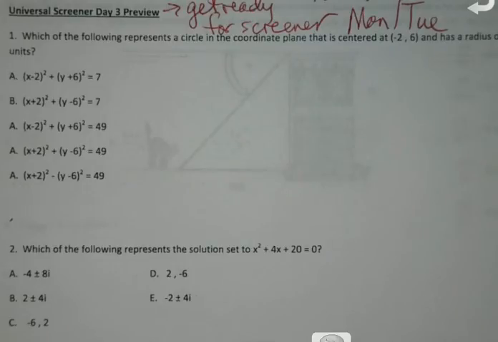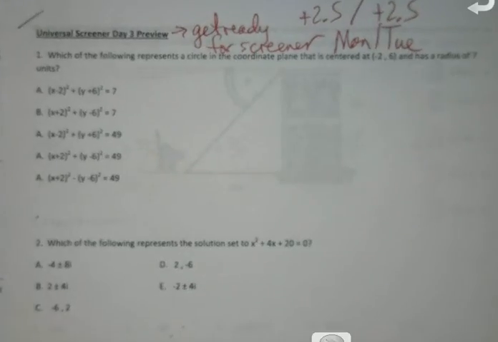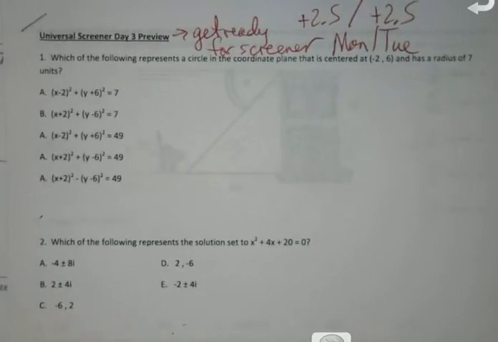So I am going to zoom back out just a little bit here so we can see all of the different words. This key itself will be online when we get done with this, so you can see it there too. But hopefully you listen a little bit here to get you some extra help. Okay, number one, which of the following represents a circle in the coordinate plane that is centered at -2, 6 and has a radius of 7 units?